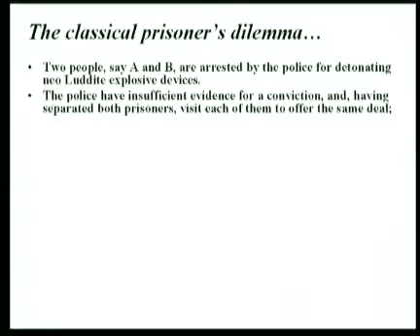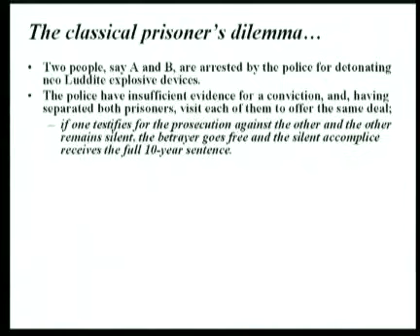The police have insufficient evidence for a conviction, and having separated both prisoners, they visit each one of them to offer the same deal. Now remember, in this example, these prisoners are separated, and they can't communicate with one another. They don't know what kind of deal is being offered or what kind of deal has been taken by their partner. But if one testifies for the prosecution against the other one, and the other remains silent, the betrayer goes free. The one who confesses goes free, and the silent accomplice receives a full 10-year sentence.